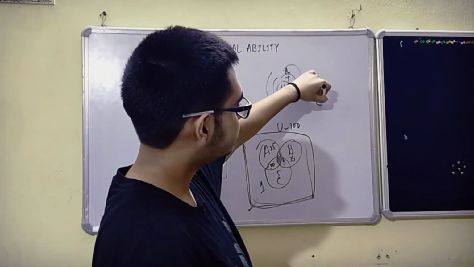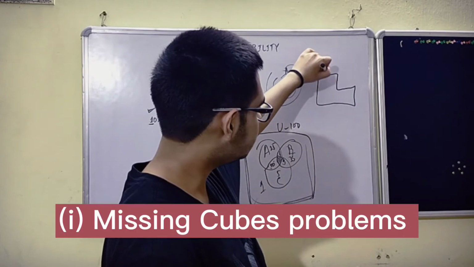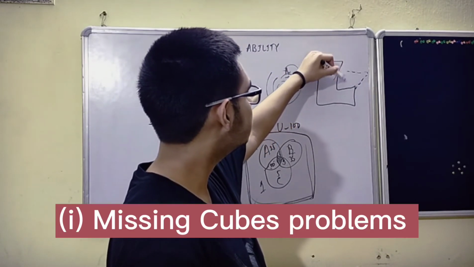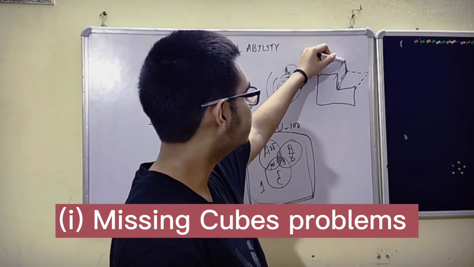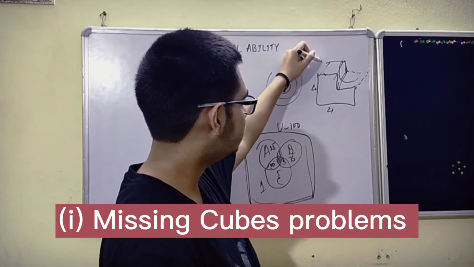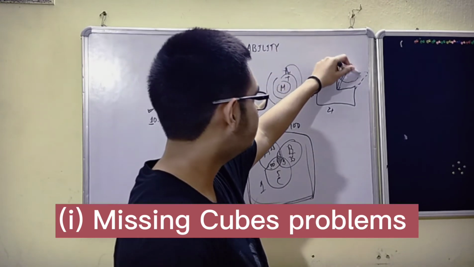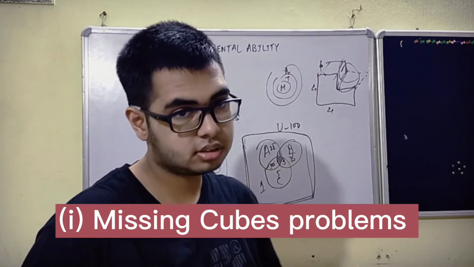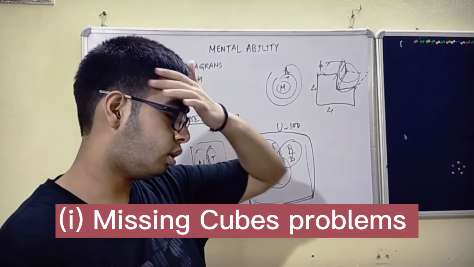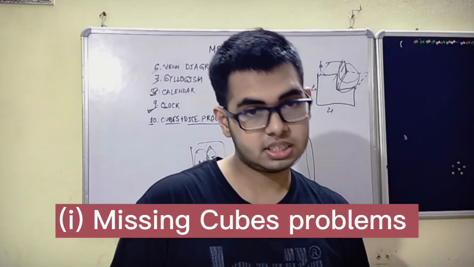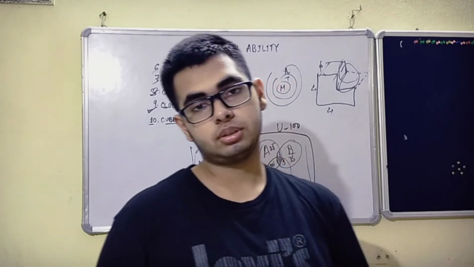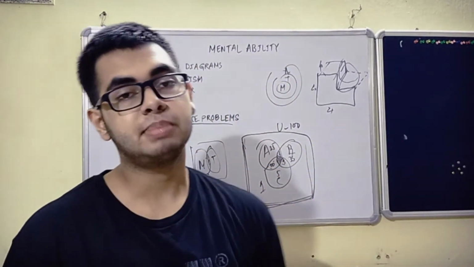They will give you this kind of an arrangement, and this part is visible, let's say this part here, and this is there, and this part is missing. So let's say this is a 4 into 4 into 4 cube, the whole big thing, and some cubes are missing here. So this question is based on your imagination power. They will ask how many cubes are missing from this arrangement so that it is not a 4 into 4 into 4 cube. So that is one type of question, missing cubes.